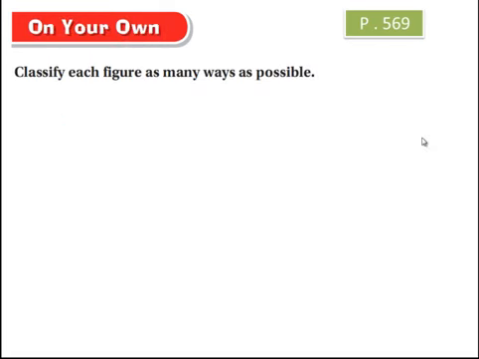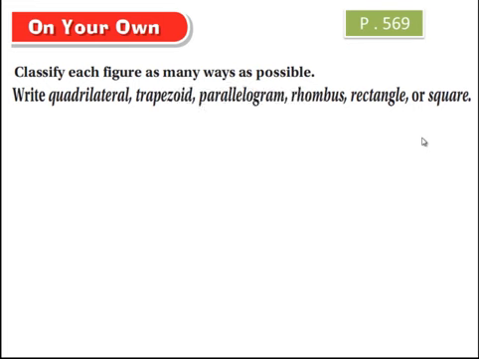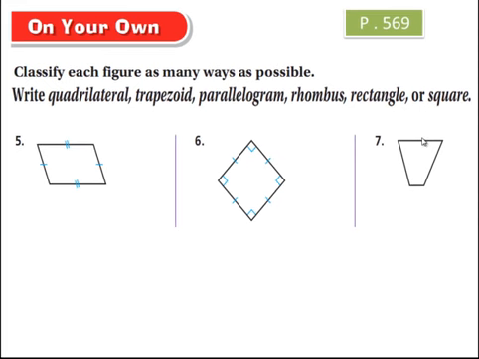Let's go to the next question. On your own, classify each figure as many ways as possible. Write quadrilateral, trapezoid, parallelogram, rhombus, rectangle, or square. Question 5. Quadrilateral, of course. Parallelogram, of course. Is there any name for it? No.